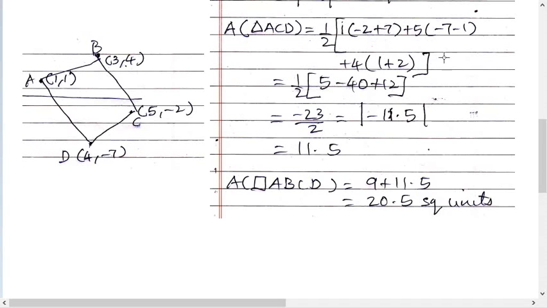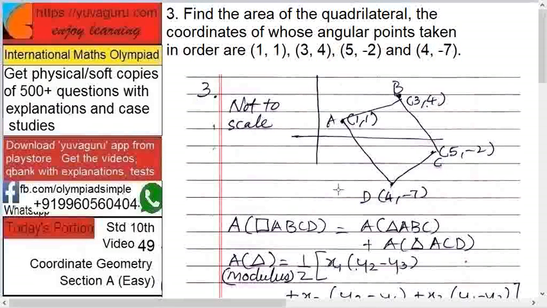Do it yourself. We want x1 into y2 minus y3 plus x2 into y3 minus y1 plus x3 into y1 minus y2. Solve this and you will get minus 11.5. So modulus, it becomes 11.5. So area of quadrilateral ABCD is 9 plus 11.5, that is 20.5 square units. That's the required answer.